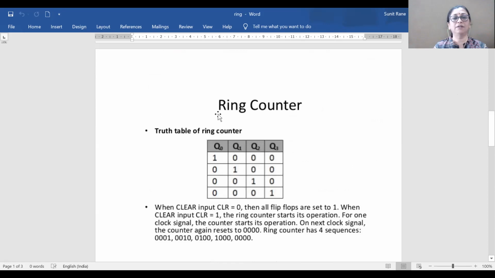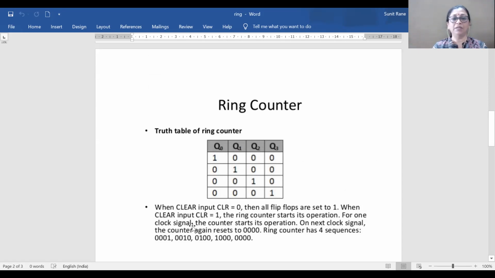Now, if you see the truth table of this ring counter here, initially we are applying the clear input to all the flip-flops, so that the output of all flip-flops is equal to 0. Then we set the flip-flop to 1. Okay, and then we deactivate the clear signal. So we are going to make clear equal to 1. Okay, now the ring counter will start its operation.